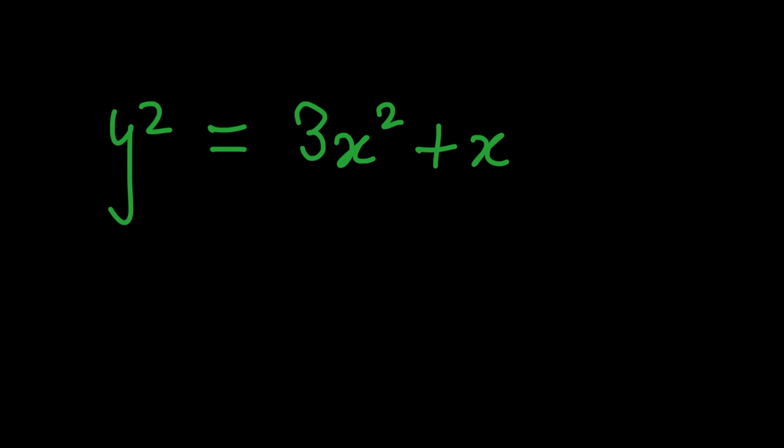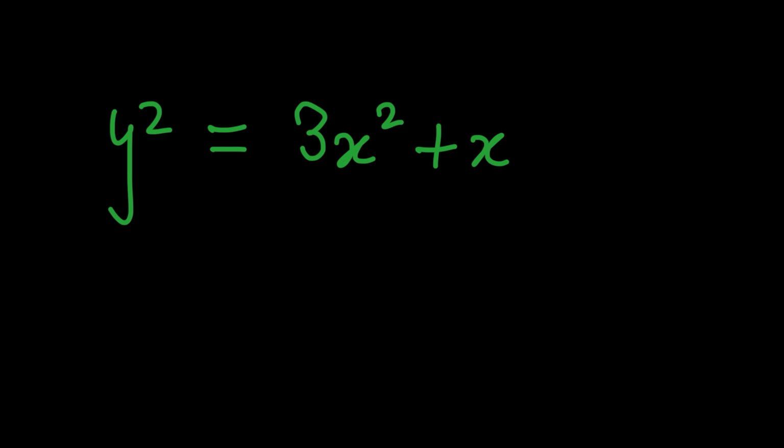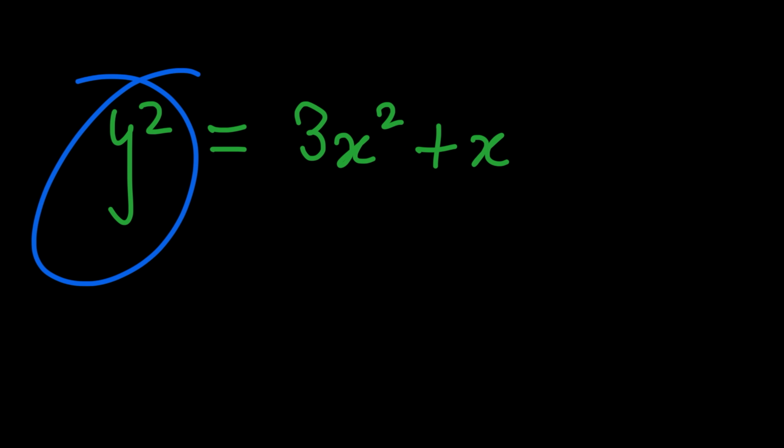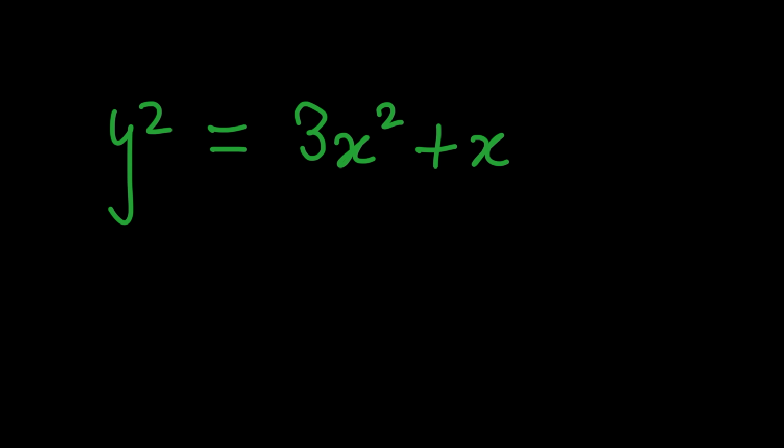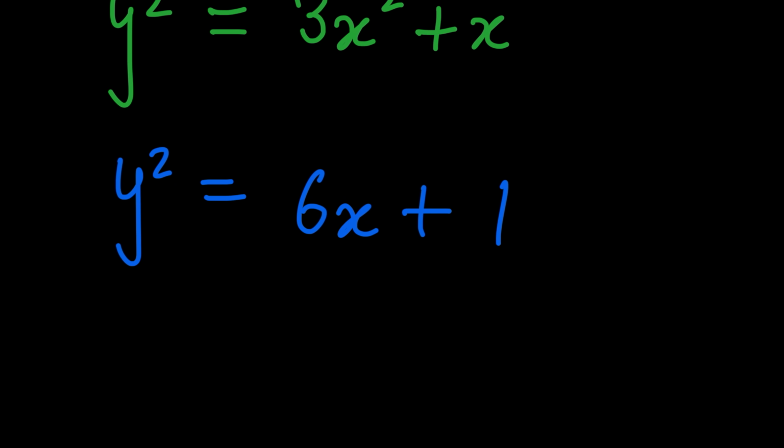Whenever we apply derivatives, we want to take each individual term of a polynomial and take the derivative of it. Now, y squared is a bit tricky, so we'll get back to that. That's our main implicit differentiation part. But x squared we can do right now. So we can say y squared is equal to, and then the derivative of 3x squared will be 6x plus, and then derivative of x is just 1. Okay, we've taken the derivative of this.